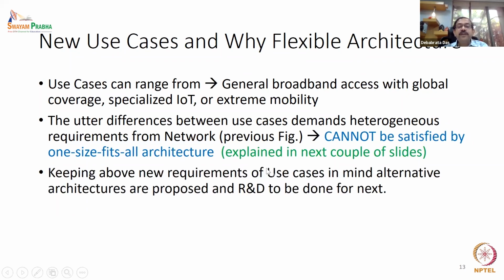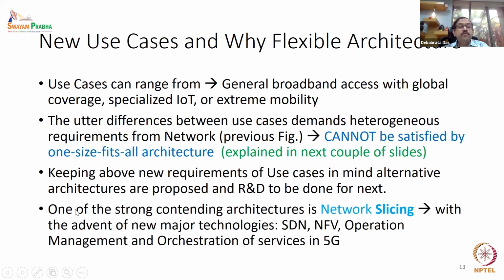Keeping the above new requirements of the use cases in mind, alternative architectures are proposed in R&D for the next generation. Alternative architecture means protocols have been proposed. One of the strong contending architectures to solve this problem is network slicing. If the same infrastructure can give me 1 millisecond delay and also 1000 millisecond delay, I don't have to change the physical infrastructure. So this is a new concept they are introducing in a big way, called network slicing.